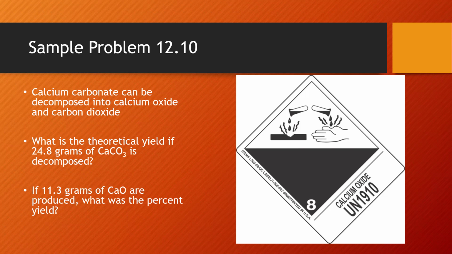So if you have 11.3 grams of calcium oxide produced, what's the percent yield? So the theoretical yield is going to be 13.9 grams of calcium oxide. And if you have 11.3 grams made, 11.3 divided by 13.9 is going to be 81.29%.